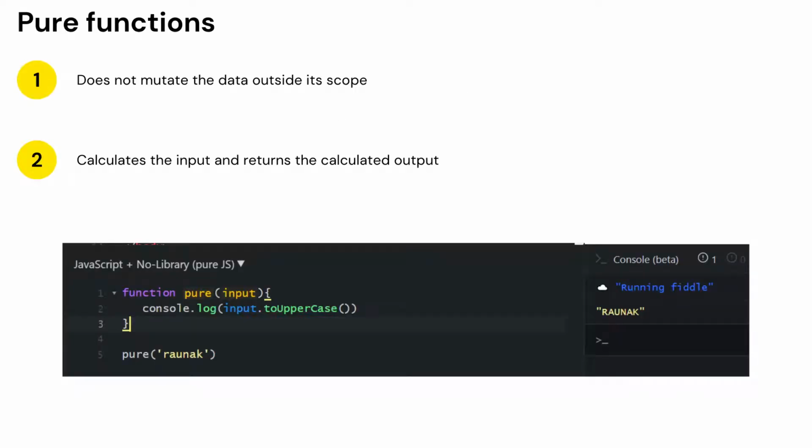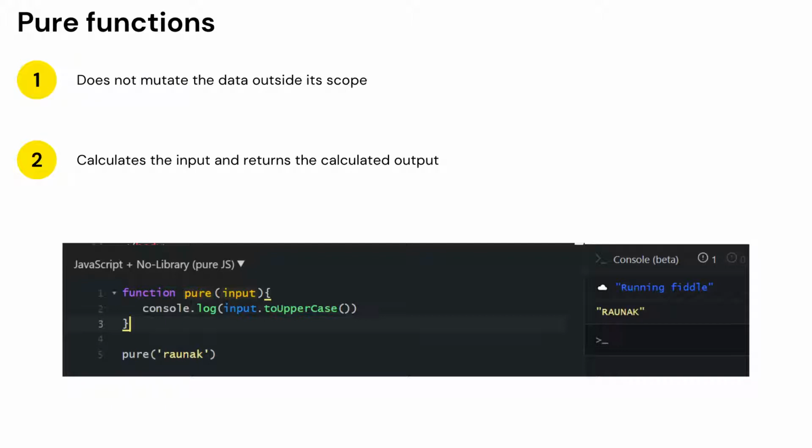Pure functions are just functions that do not change the data outside their scope. What it does is purely take the input, calculate it, and return the calculated output. In this process, it will not change any data outside the scope.